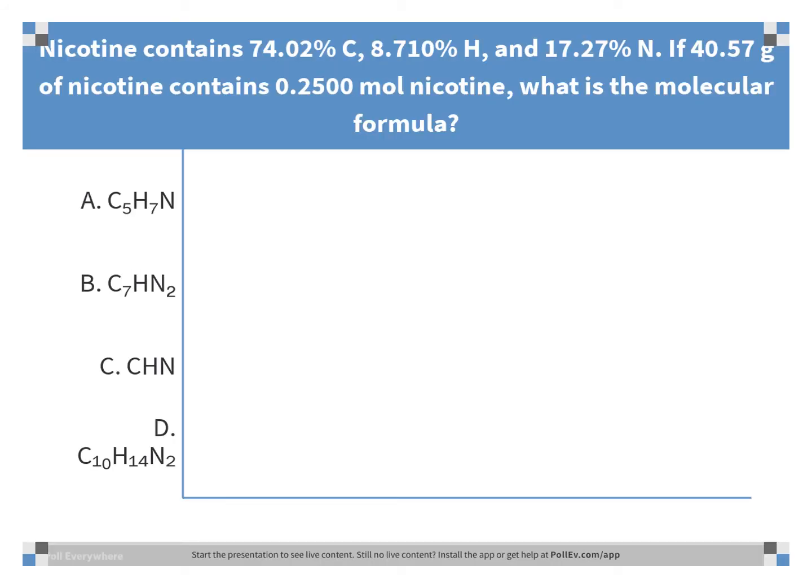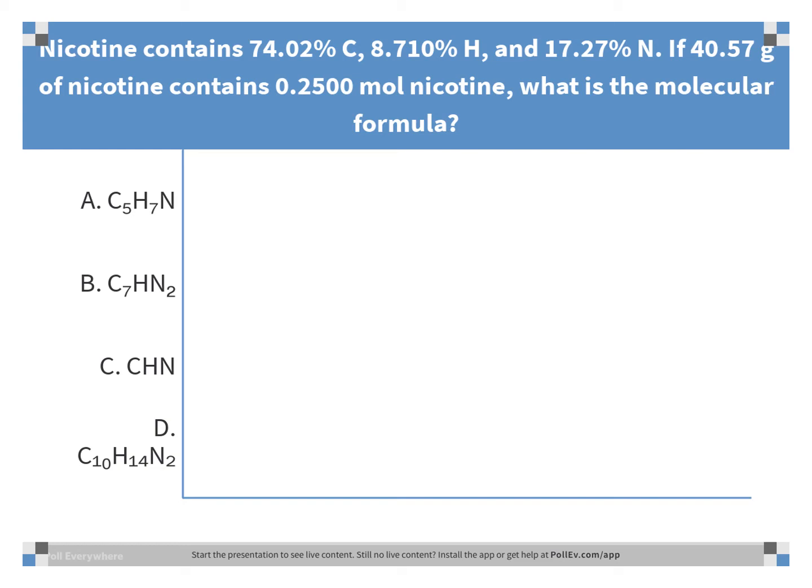So the correct answer is D, C10H14N2. So when we go through the steps, changing percent to grams, grams to moles, dividing by the lowest number of moles, we get an empirical formula of C5H7N, which would be A. But that is not our answer, because we need to know the molar mass of the compound to see, is that the true molecular formula? So to find that molar mass, we take our 40.57 grams, divide by our 0.2500 moles, and that's our molar mass that we can use for comparison.